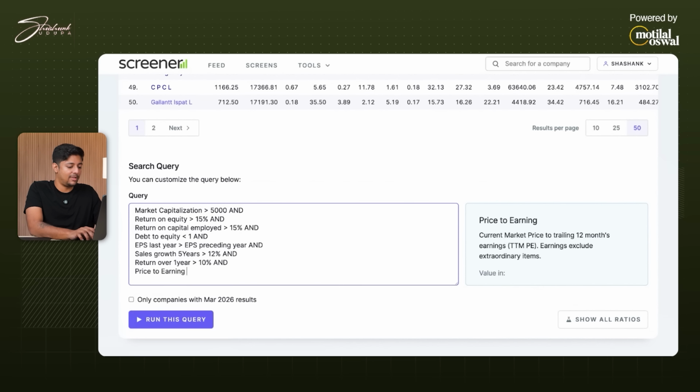I'll say P ratio less than, let's say, 80. Okay, I know 80 is also too high, but I'm giving some leeway to play. I'm saying PEG ratio. Actually, let's not do PEG. Ideally, PEG is better, but let's not do PEG. I'll put price to sales. Actually, price to sales also I won't put. Let me just put P ratio 80.